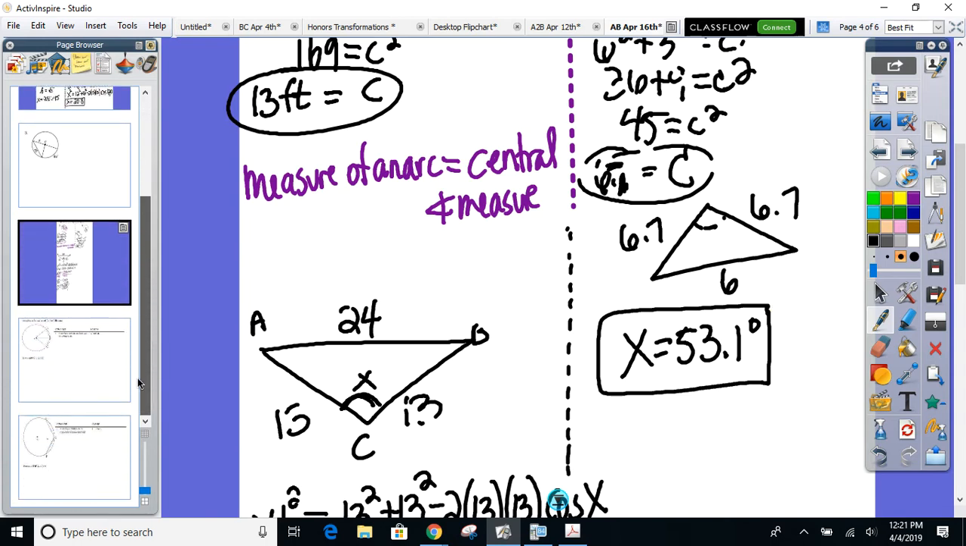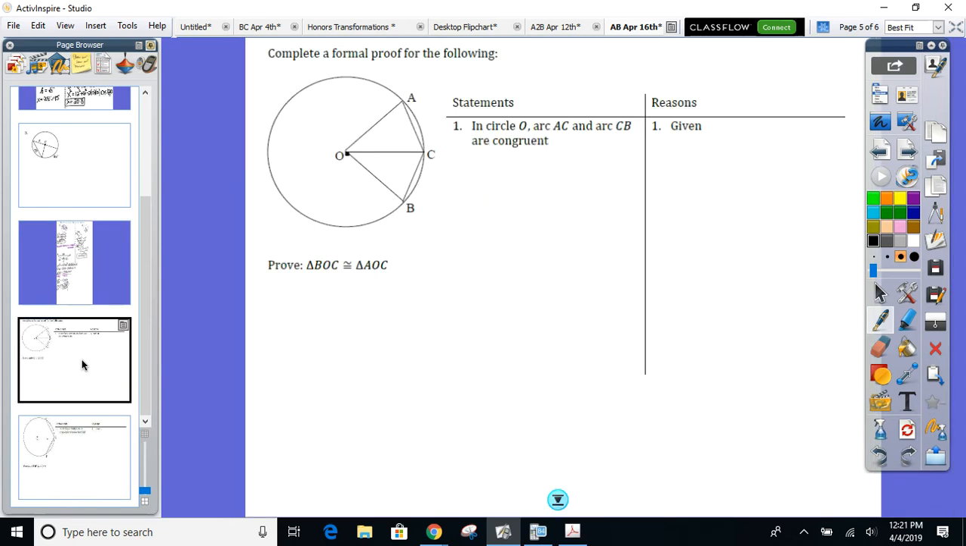Wish I was here to celebrate with you guys the return of our buddies, the proofs. But now we're going to be using some circle facts and old ones too: reflexive, addition, subtraction, substitution, all coming back now. Last unit of proof, so enjoy it while you can. You'll see our job on this proof is to prove BOC congruent to AOC.